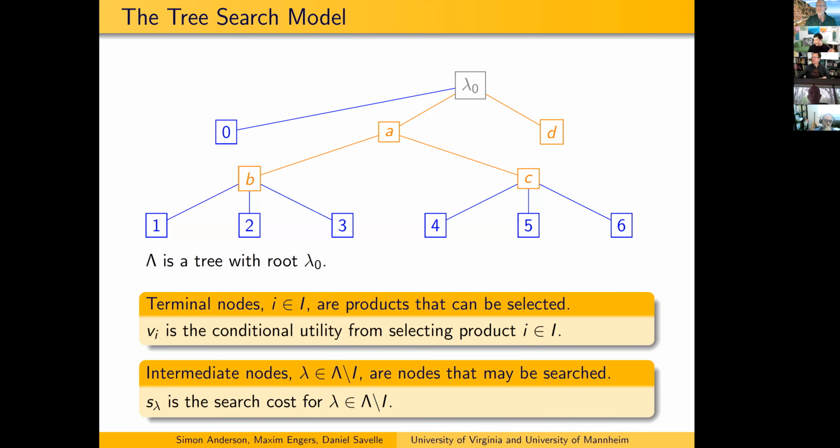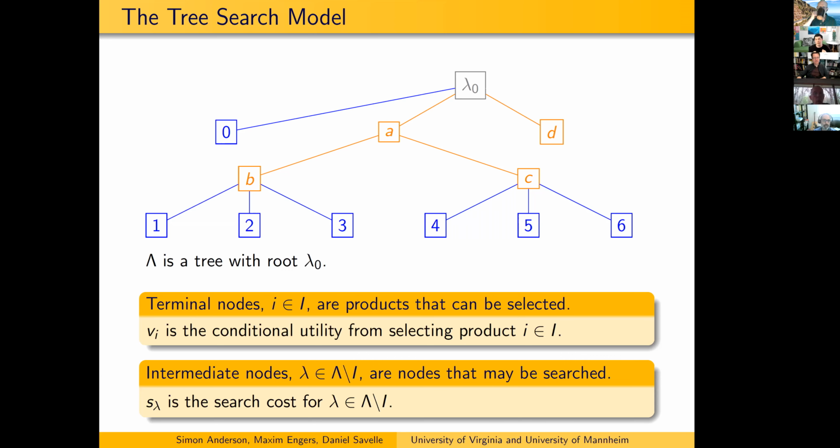So I'm going to go right into trees then. And my hope is that most people are familiar with trees, even if it's just from game trees. But the idea is we're going to have a tree. We're going to use capital lambda to denote the set of nodes that are part of that tree. Lambda 0 is the root. Terminal nodes throughout these slides are going to be denoted with numbers, and terminal nodes are I in capital I. So these are things that you can select, and they have a value V_I. We're going to be clear about how that value is structured and how you learn about it in a few slides. Then there are search costs.